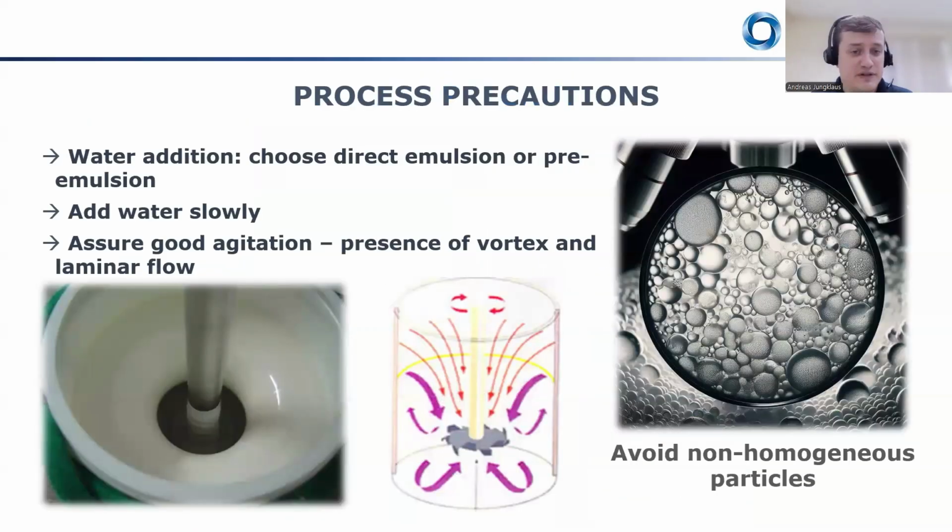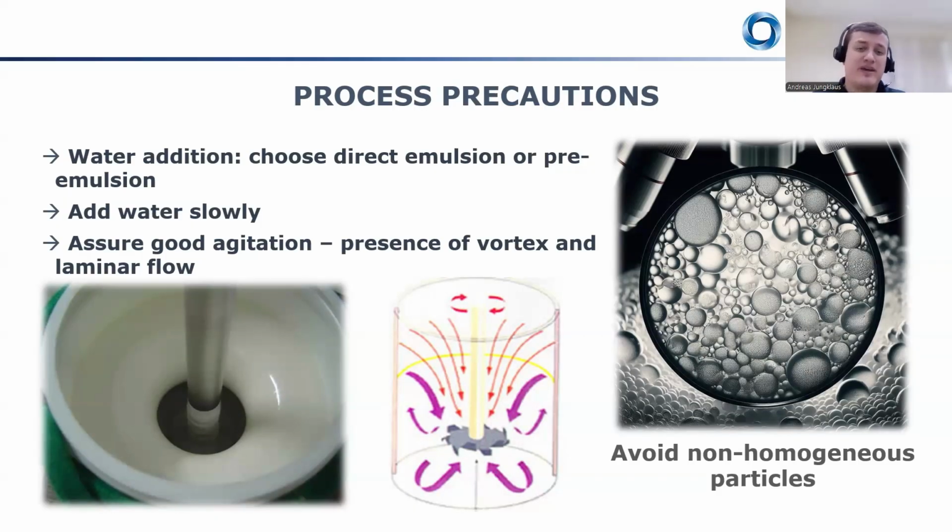There are some precautions to take into account when emulsifying. Before adding water, check if the rotation of the blade is creating a laminar flow, not a turbulent one, but a laminar flow in such a way that you see a vortex. Then the addition of water should be slow but constant, because you need all water particles well dispersed and the same size, homogeneous in other words, and particles as small as possible.